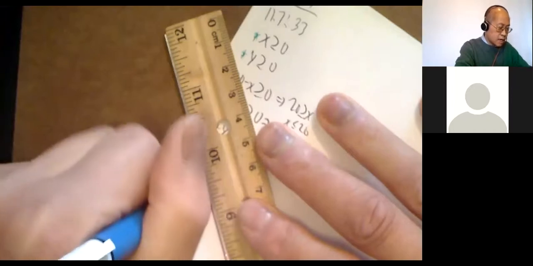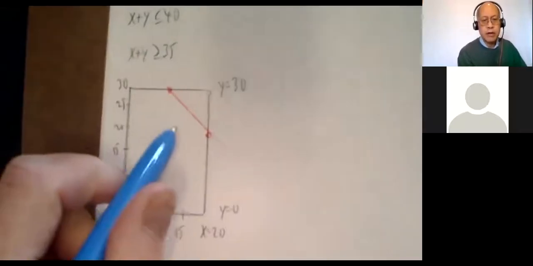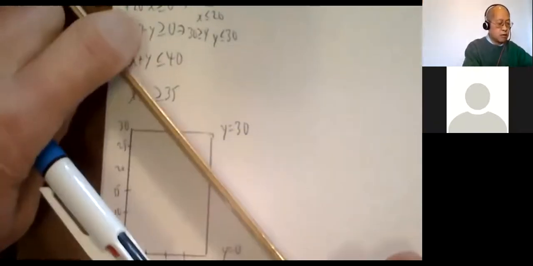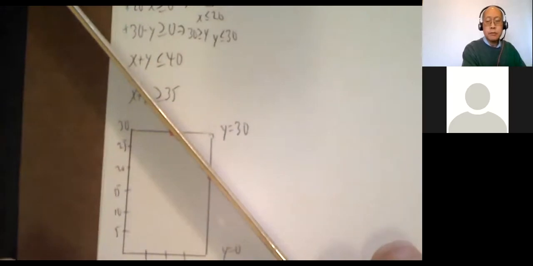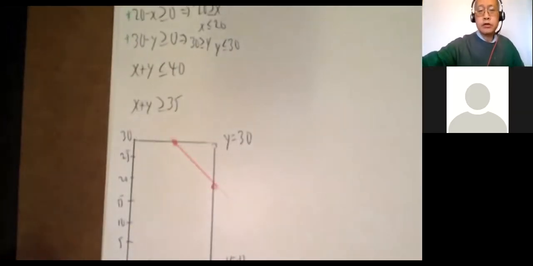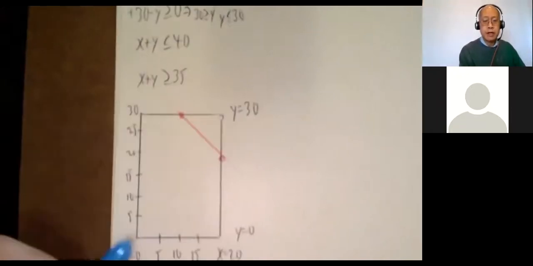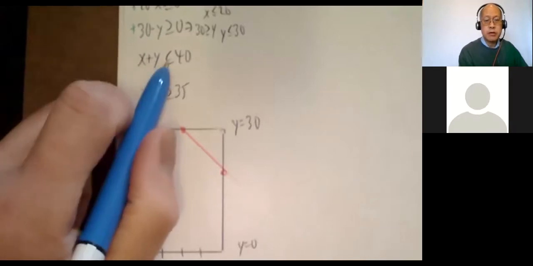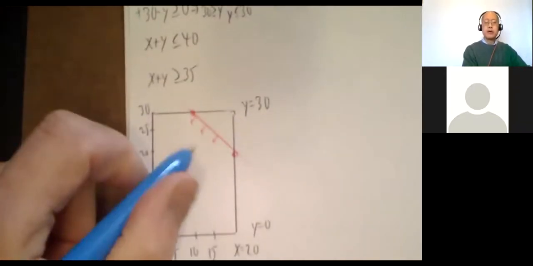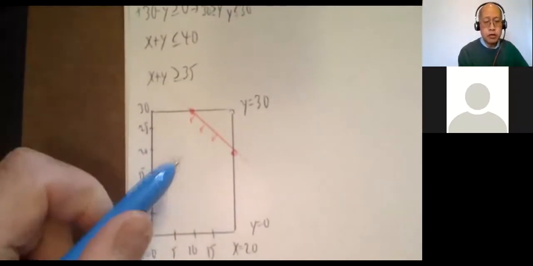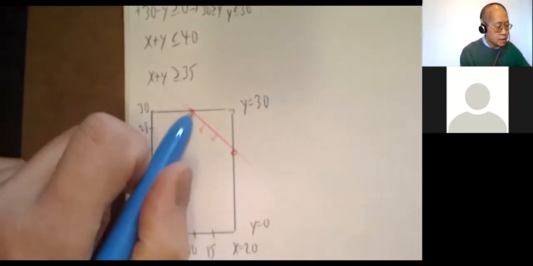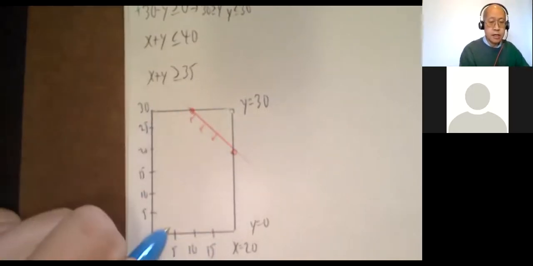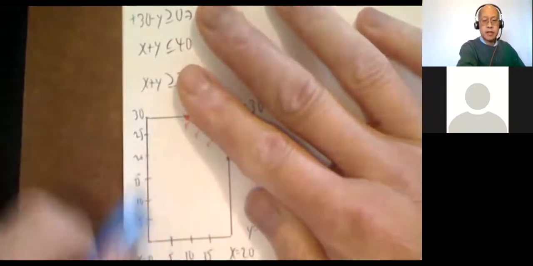Yes, technically the line keeps going, but if I literally drew all the lines out, the picture would get too cluttered. So here is X plus Y equals 40. And now I had to choose either to shade above or below. Let me pick the origin, 0, 0. 0 plus 0, 0 is less than or equal to 40. That's true. So I'm below this line. So right now, my solution set is this funny shape. I've got this crooked side here, and then this and this. Right, so this is what I have.